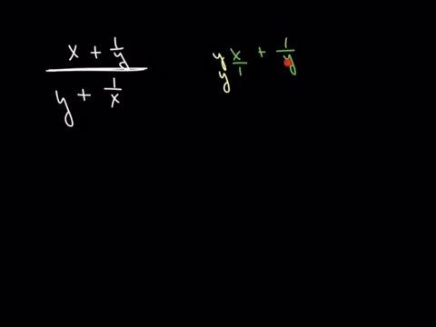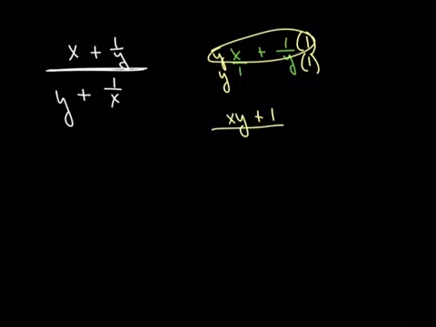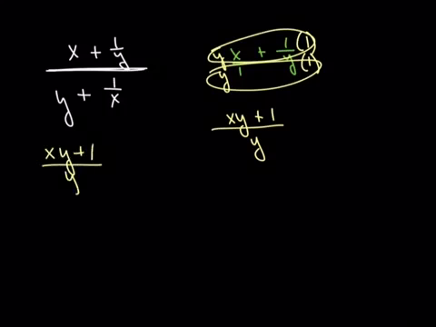Now I look over here. I have a y, but I don't have a 1. Well, 1 doesn't do anything. If it makes you feel better, you can put a 1 there, but it doesn't really do anything. So now what I do is I add my numerators, xy plus 1 over my common denominator, in this case y. Okay, so now I have a fraction in my numerator, xy plus 1 over y.